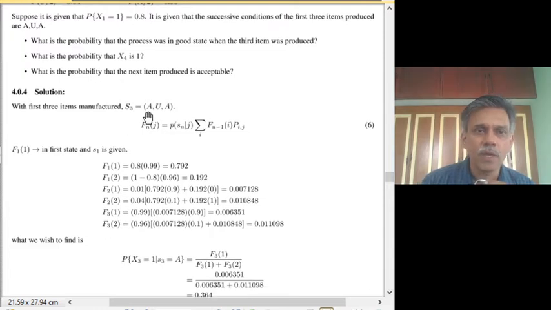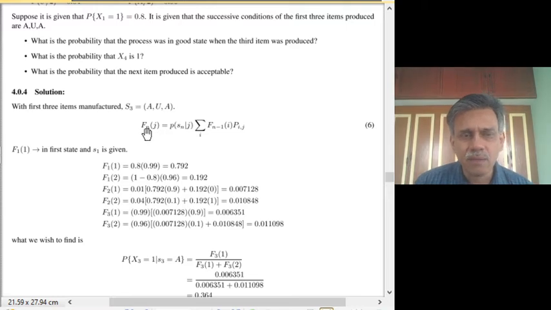For that we have to make use of this formula. Look, at the nth time what do we do? We compute two things. One is this quantity and another is this summation. So what is this quantity? This is the probability of Sn given j. What does it mean? You have to look at the signal that is produced at the nth time.